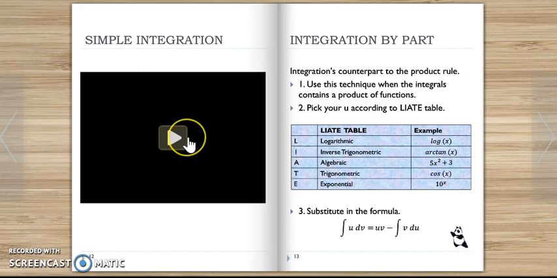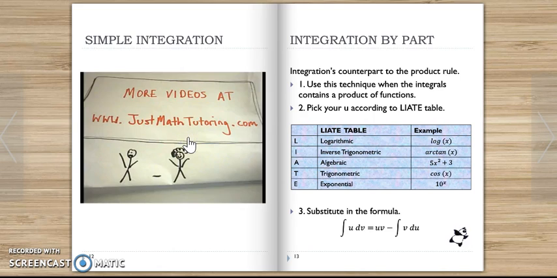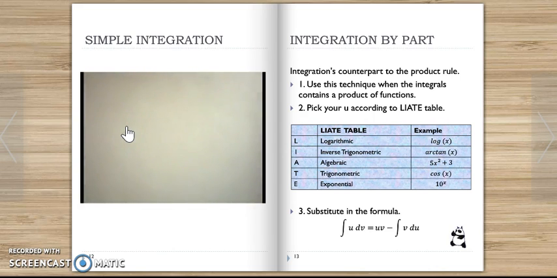Here is an example of simple integration. I got it from YouTube. You just search for simple integration, and these videos will come out. It explains pretty much simple examples of functions that are easier to integrate. So if you want to know more, you can go to YouTube and search simple integration.